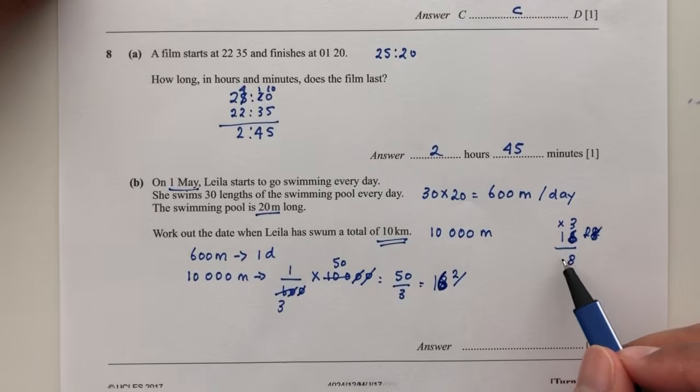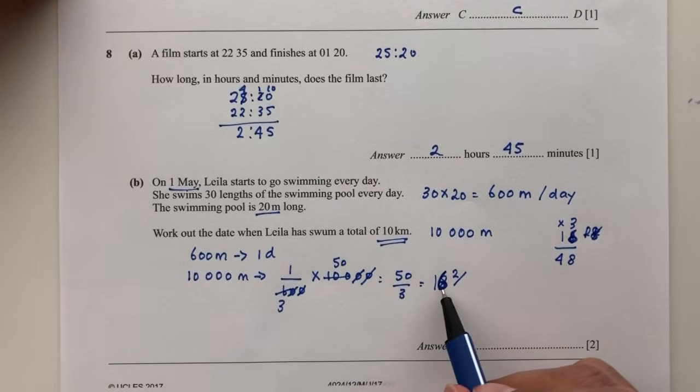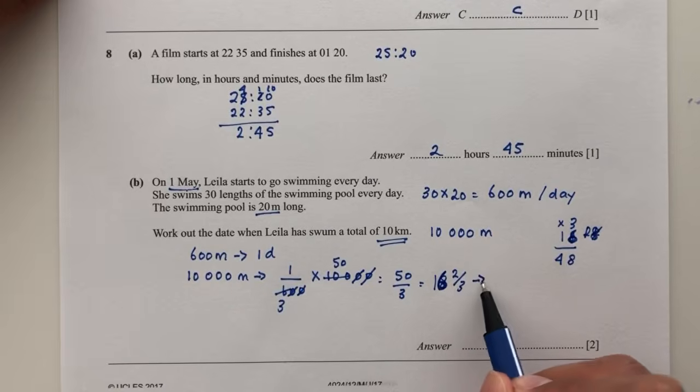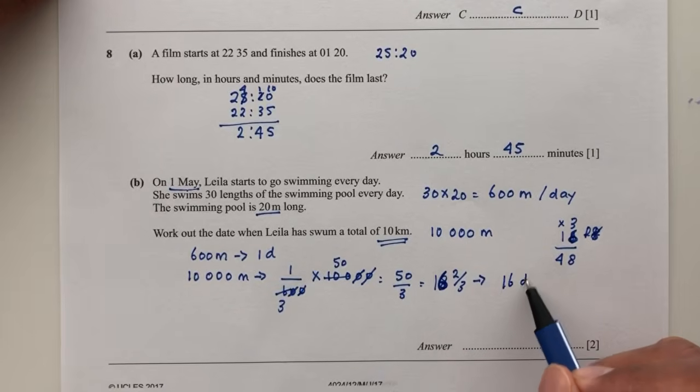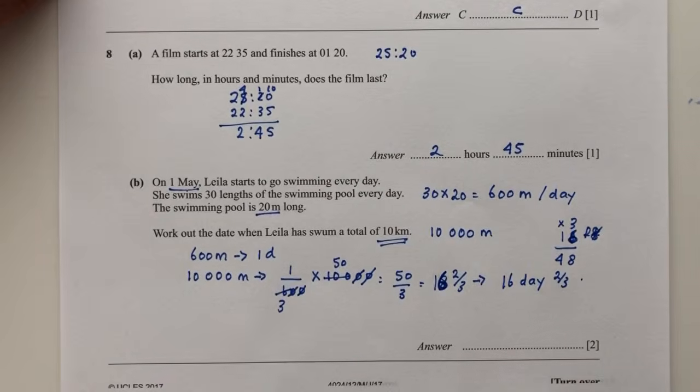8, 2, 1, that will be 48, right? So 3 times 16, 48. So basically, it will take her 16 days and 2/3 of the day.